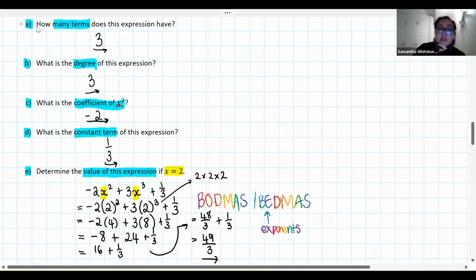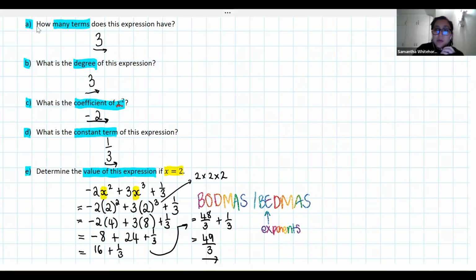Okay, so this last question, if I give you a value for your variable, you need to use substitution. Fatima, I'm not too sure where bedmas is coming from, but either bodmas or bedmas. Bedmas, the I stands for the index, which could also be the same thing as exponents. I saw it also online. I don't know why they're using that, but yeah.